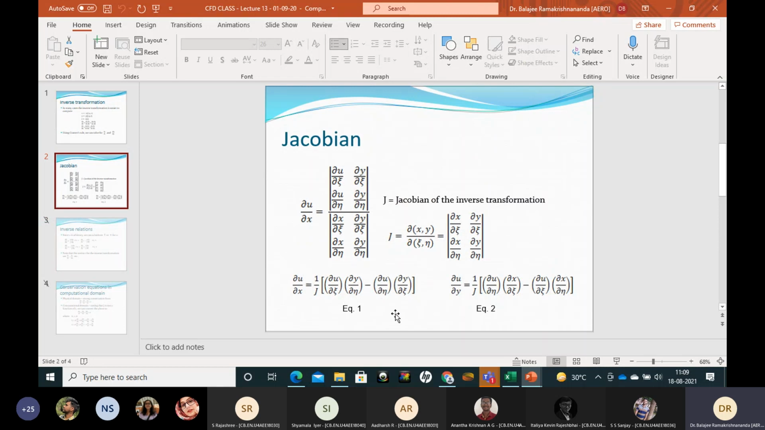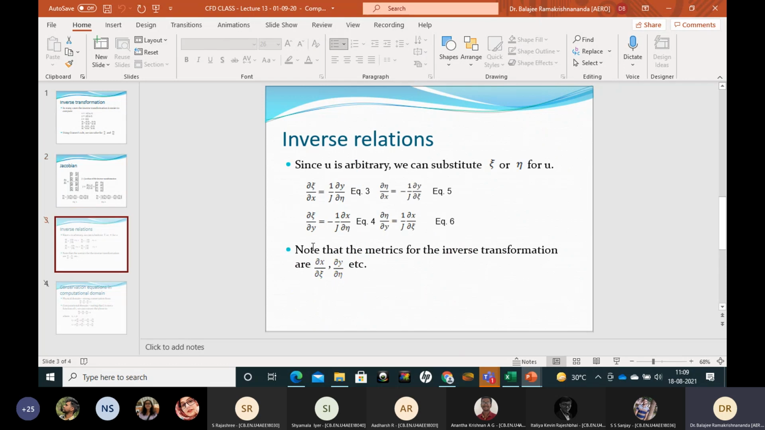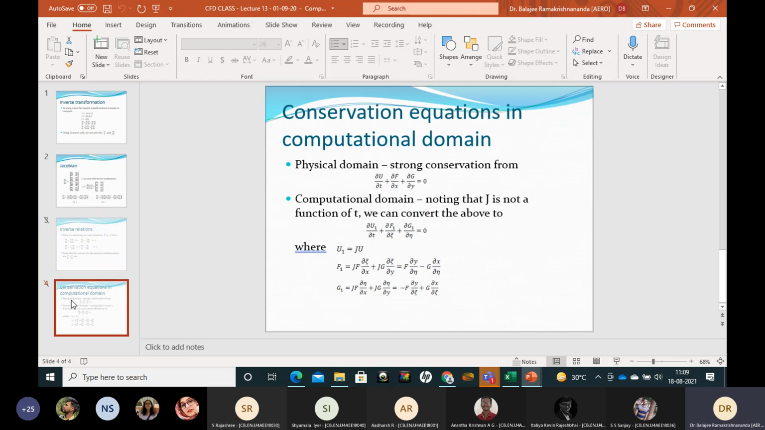So remember these equations: equations 1 and 2, which show ∂u/∂x and ∂u/∂y on the right hand side, and equations 3, 4, 5, 6. What are these? They just express ∂ξ/∂x and the others as functions of ∂y/∂η and so on. We call ∂x/∂ξ, ∂y/∂ξ and the like the metrics of the inverse transformation. We call them by that name. Now comes a very interesting part.